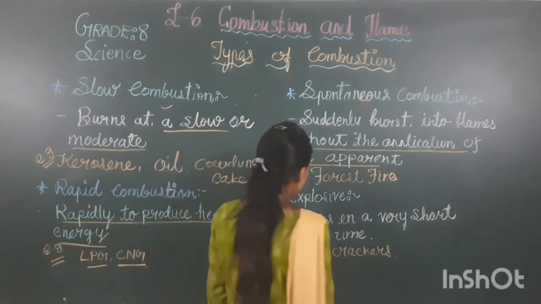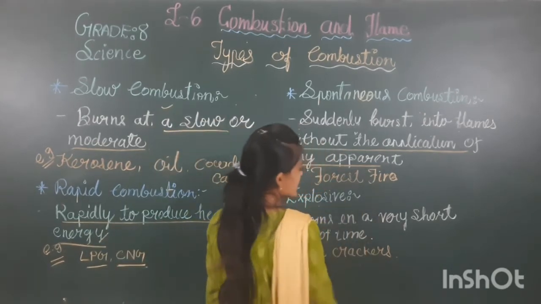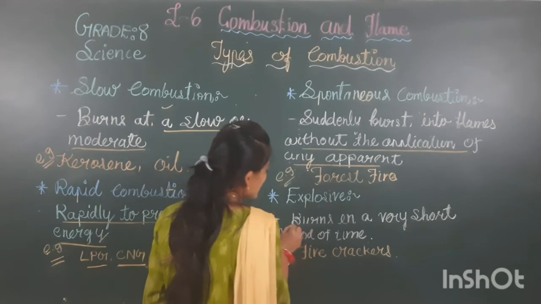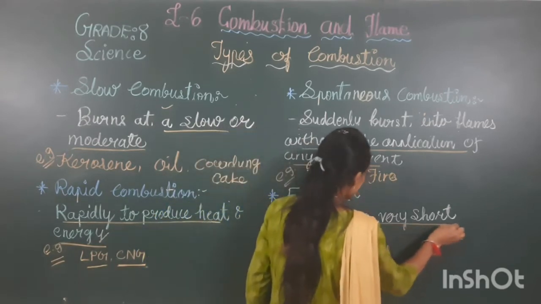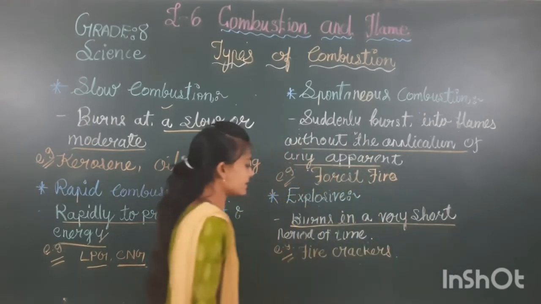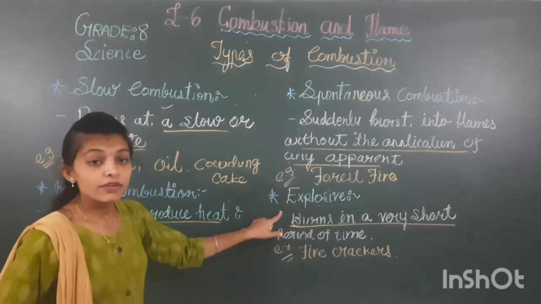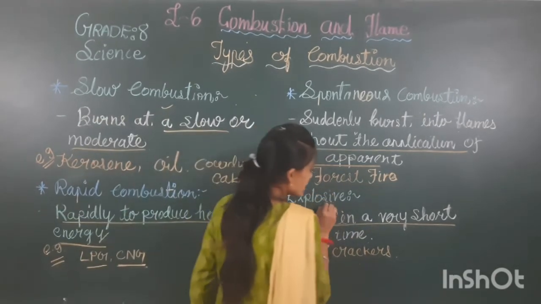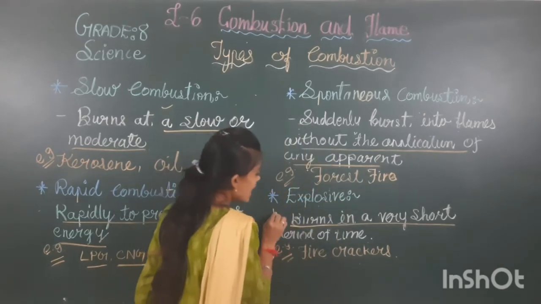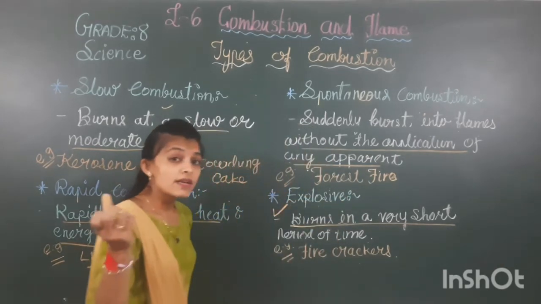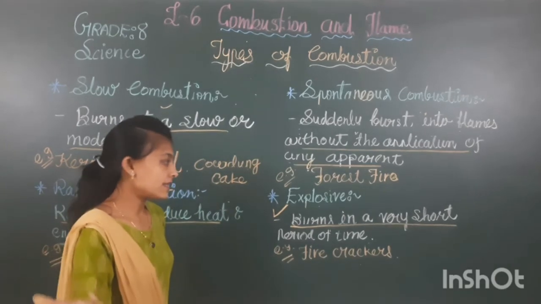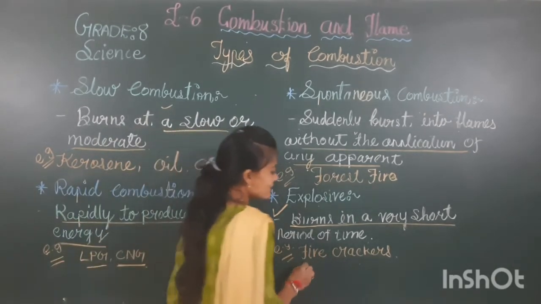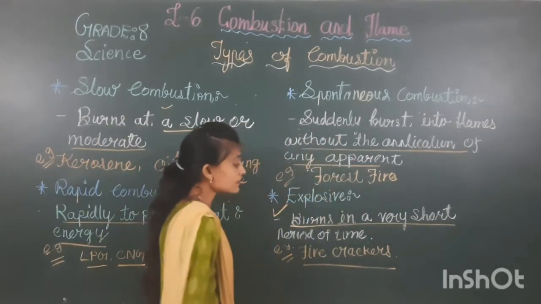Fourth is explosive combustion. What is explosive combustion? The substance which burns in a very short period of time. This combustion is known as explosive combustion. Means जल्दी से वो blast हो जाता है. Example is very easy: firecrackers.